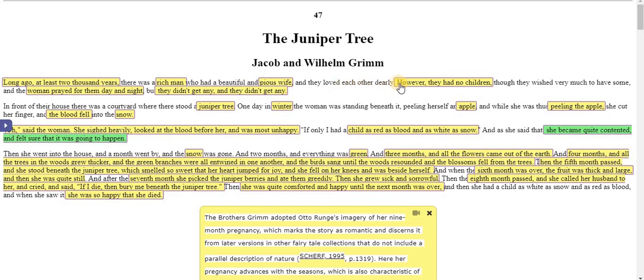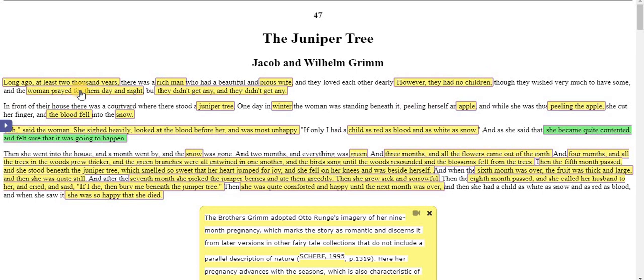Okay. However, they had no children. So this is again a trope which occurs at the beginning of fairy tales. However, they had no children, which means that the couple were sterile, they were infertile, they were childless. And though they wished very much to have some, indicates that they might be sad that they don't have children. So it indicates sterility, childlessness, and it indicates the sad predicament of the couple.